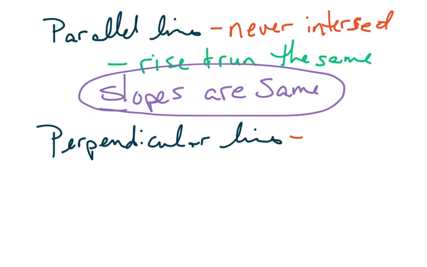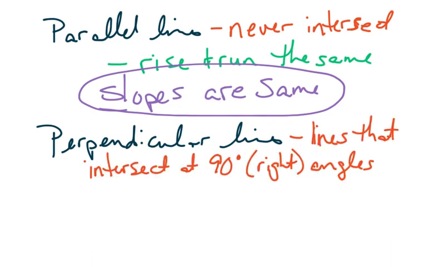In perpendicular lines, the lines cross each other at 90-degree angles. So they're not just randomly hitting each other, they're hitting each other at 90-degree angles. That's what makes them perpendicular. So that's what makes perpendicular lines special, is they're intersecting at 90 degrees, which are also known as right angles.